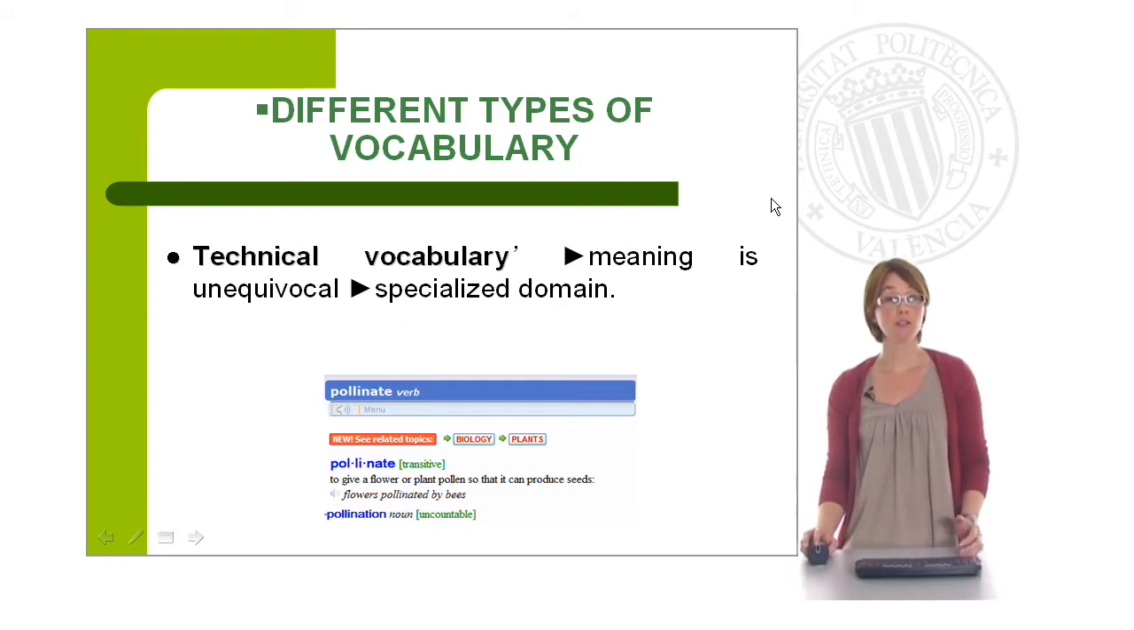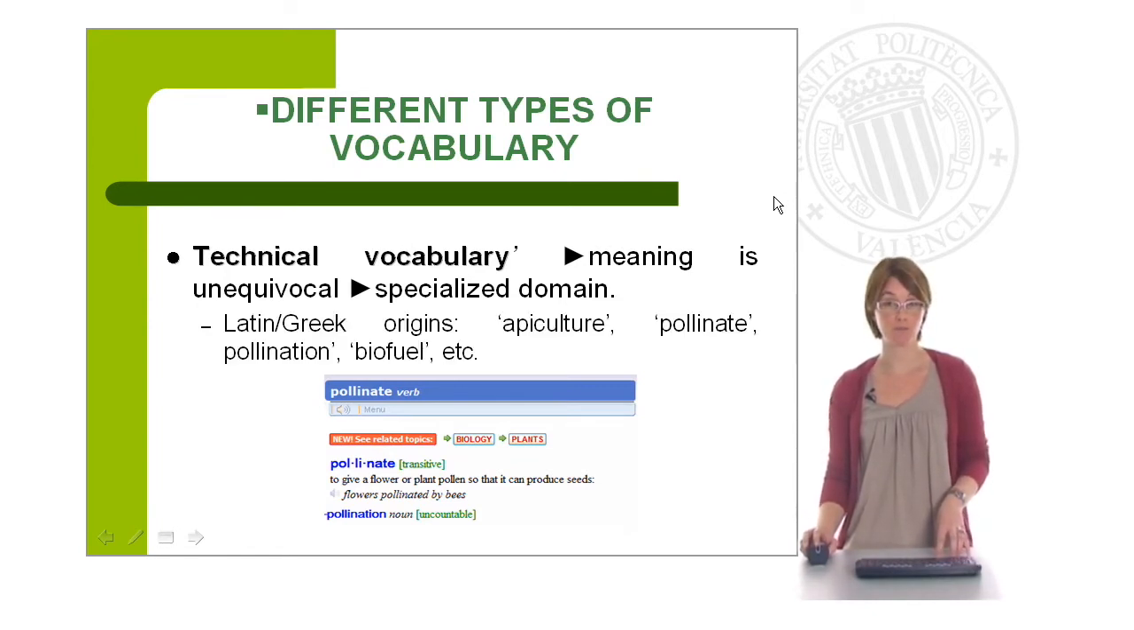First, there is the so-called technical vocabulary. Technical vocabulary includes words whose meaning is unequivocal. This means that these words have only one meaning and they belong to a specialized domain. Right. These words normally have a Latin or Greek origin.